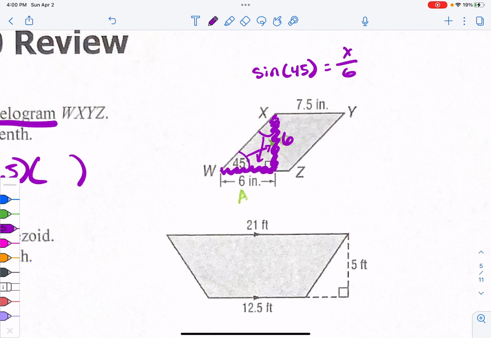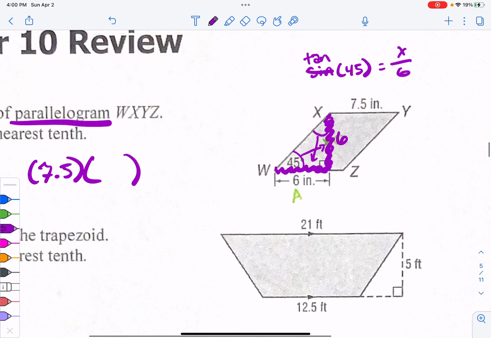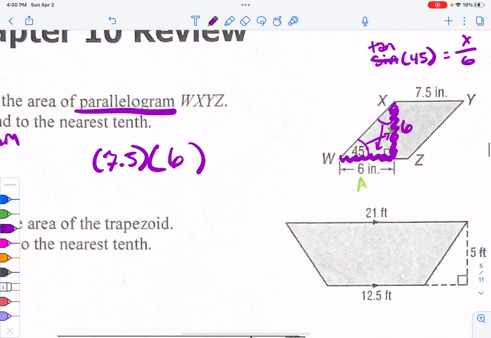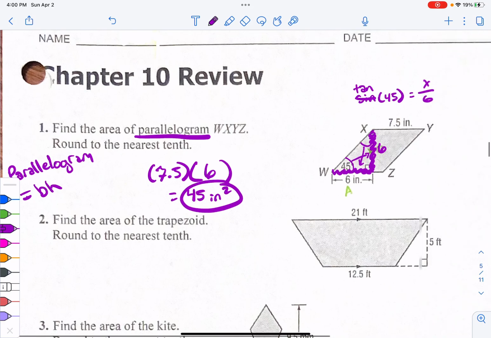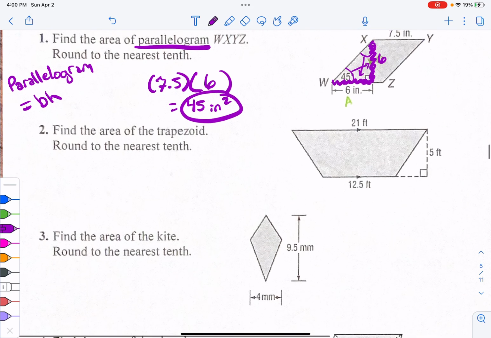Let me see if that's right. Opposite. No, it would be tangent. Tangent 45, opposite over adjacent. There you go. Tangent 45 equals x over 6. And then you would end up getting that value of 6. So 6 is the height. And if I take 7.5 times 6, it's 42 plus 3, is 45 inches squared. So for parallelogram, remember that base times height. And that is how you find that.